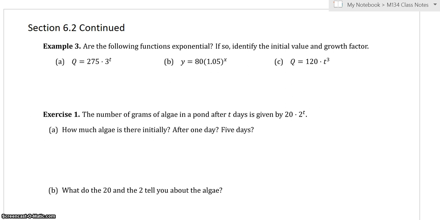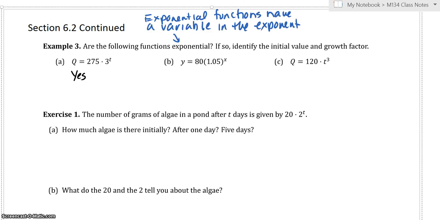So if we look at part A, the answer is yes. Because if you remember from our last video, an exponential function turned out to have a variable in the exponent. Right? We're multiplying by a factor of 3 each time. When t is 1, it's times 3. When t is 2, times 3 again. So that's the definition of exponential. So exponential functions always have a variable in the exponent.